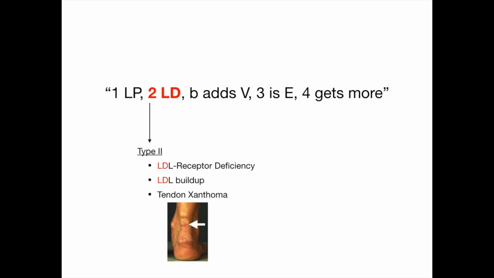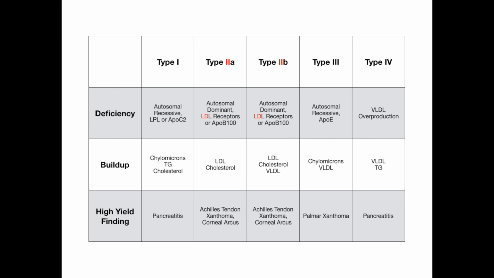The way that you should remember this is that you have 2 Achilles tendons, right? One on each leg, one on each foot. So you got 2 of them. So it only occurs in type 2, that's type 2A and type 2B. Okay, so now let me prove it to you that this will get you all your questions right. Let's look at our chart.